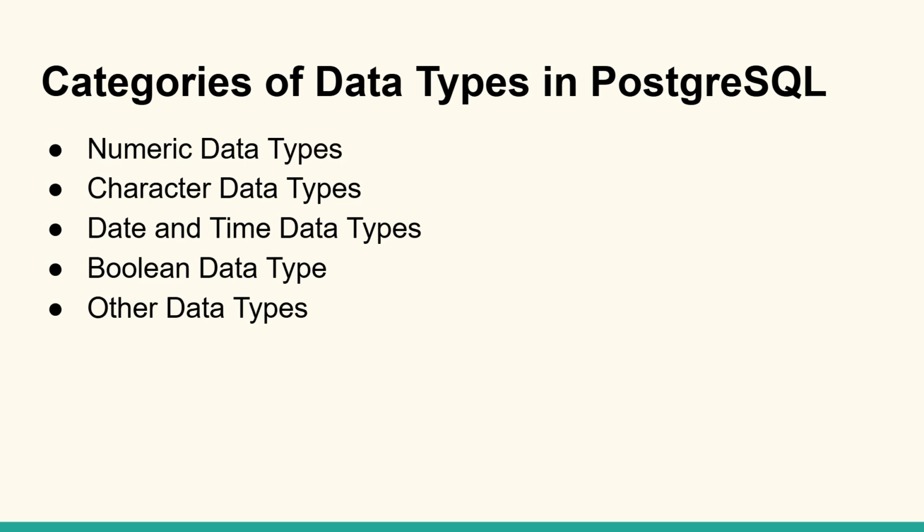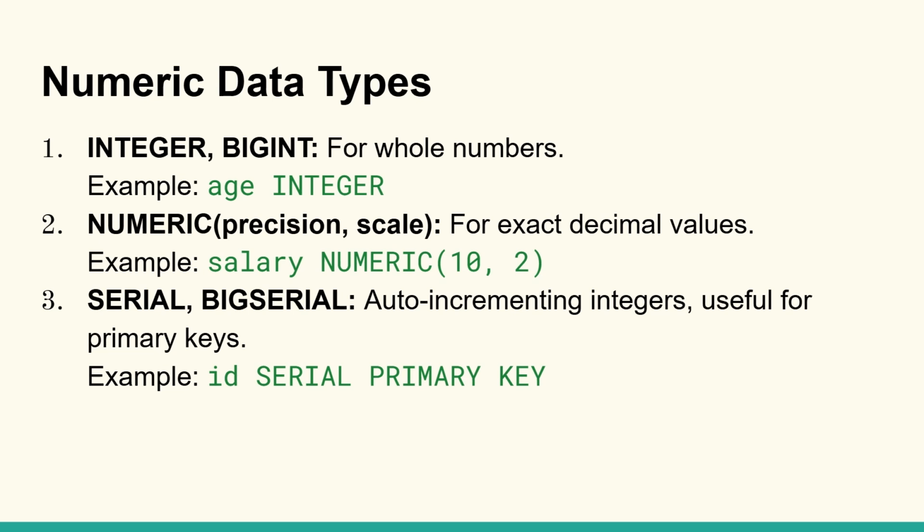Postgres offers a wide variety of data types categorized as follows. You can see numeric data types are there, character, date and time, Boolean, and some other data types are also there. In this tutorial, we are going to discuss some of the most used data types that we are using in the project. So first let's start our discussion with the numeric data types.